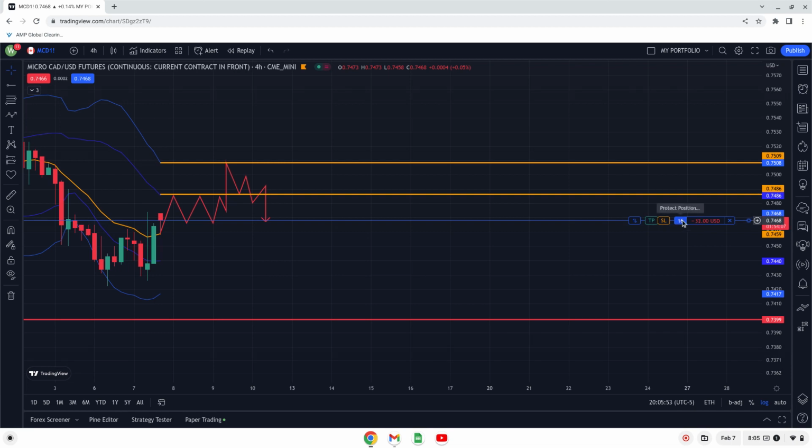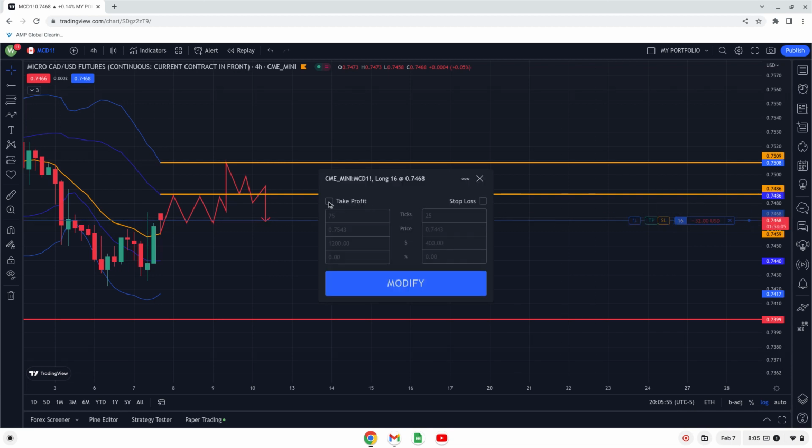All right, let's wait till it comes up. There we go. Let's do 50 points. And once again, over here, we want it for the stop loss. Everybody remember, 14.